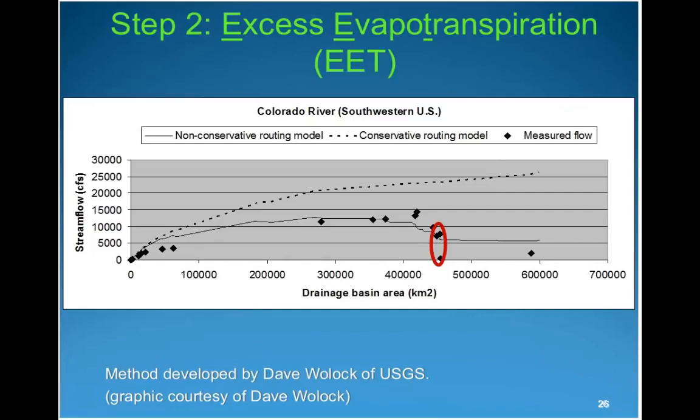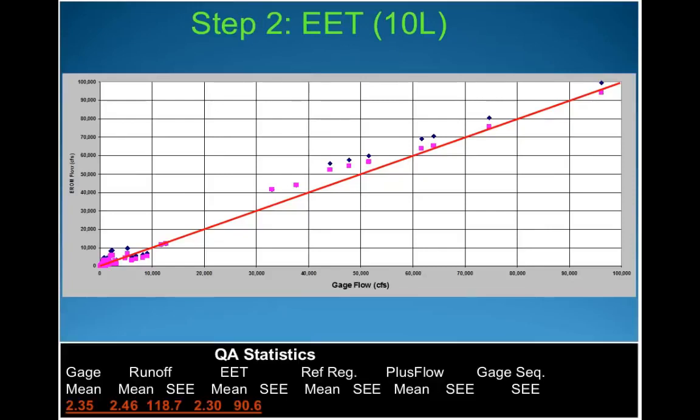The second step is an adjustment for what's called excess evapotranspiration from the streams and from water bodies. This graph shows how that adjustment worked for the Colorado River Basin. And you can see it improves the estimate a lot in this region. It has less effect in more humid regions. This graph shows how the step 2 adjustment moved the points closer to the red line. This particular graph is for the lower part of Region 10, which is the Missouri River Basin.